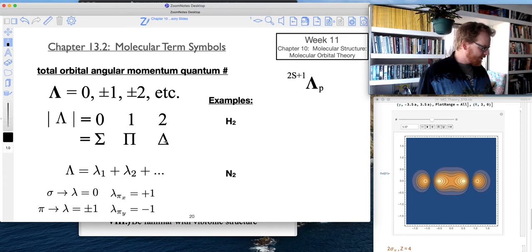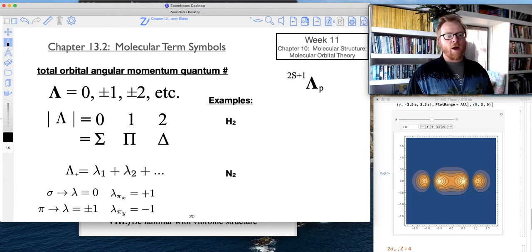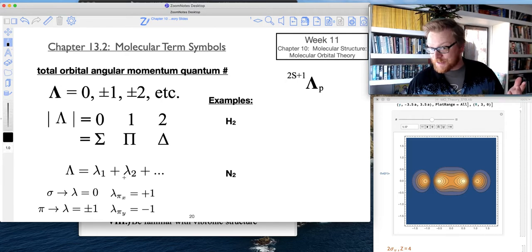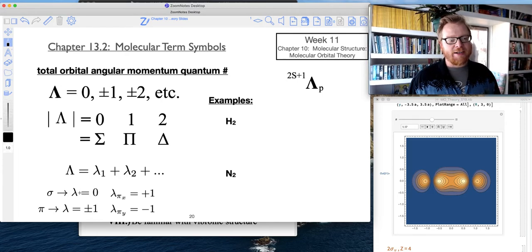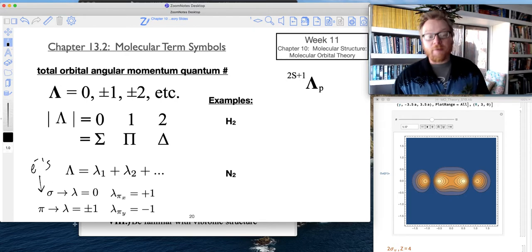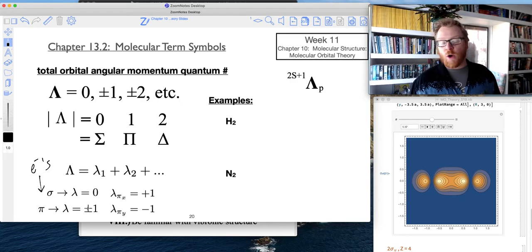So how do we get these lambda values? All right, well, lambda is the sum of all of the little lambda values. All right, easy. And we're only going to deal with sigma bonds and pi bonds. Okay, so a sigma bond has a lambda equal to 0, or really I should say a sigma electron. Let's be clear about that. These are electrons. Okay. And based on the number of electrons in those respective orbitals is how many lambdas we will add up. All right.